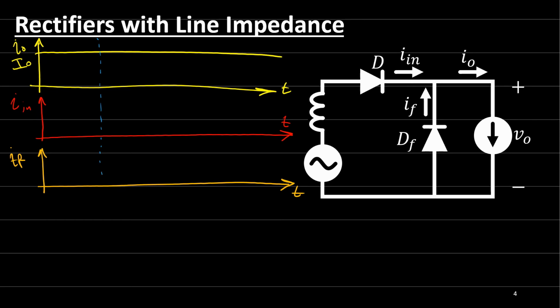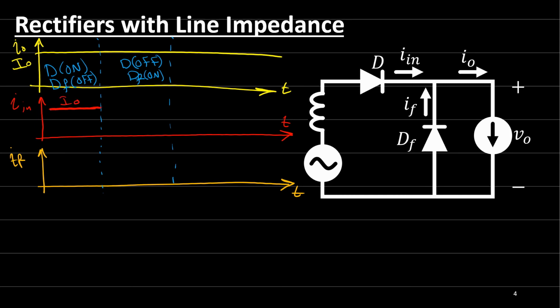I will consider the current for this half wave. We have D1 on and the freewheeling diode off. At the other point, the main diode is off and the freewheeling diode is on. So when the main diode is on, this means the input current is equal to the output current.